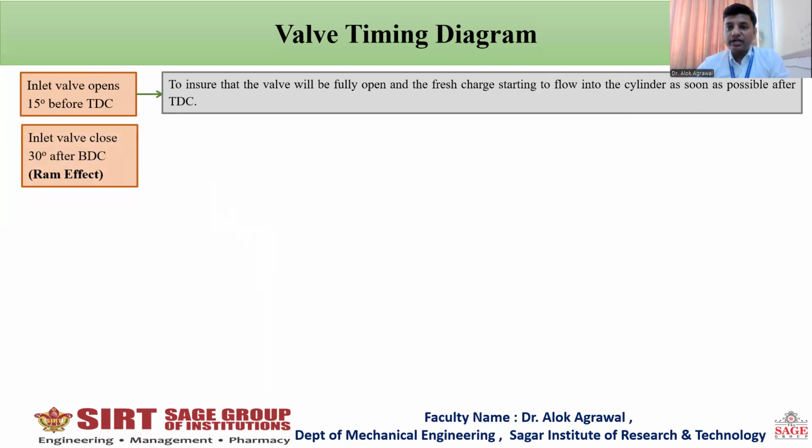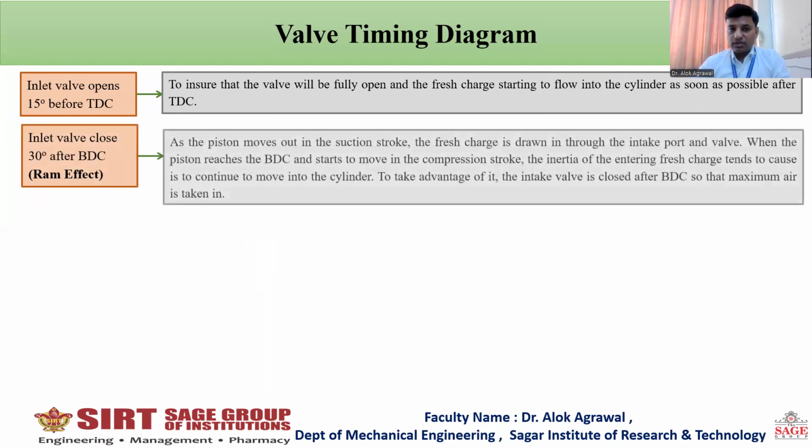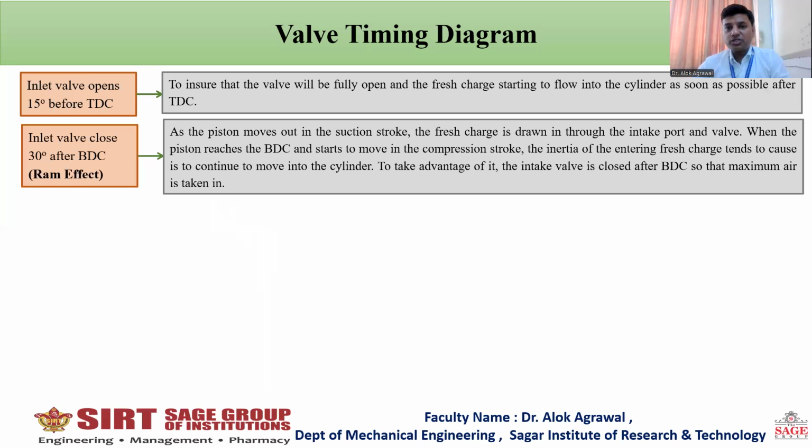It is because of the ram effect, which says that when the piston moves out for the suction stroke, the fresh charge is coming inside the combustion chamber. And when the piston reaches BDC and starts the compression stroke, because of the inertia of the fresh charge, the charge continues to come inside the combustion chamber, and we want to take benefit of that. If we suddenly close the inlet valve, what happens? The charge will come and strike onto the inlet valve.